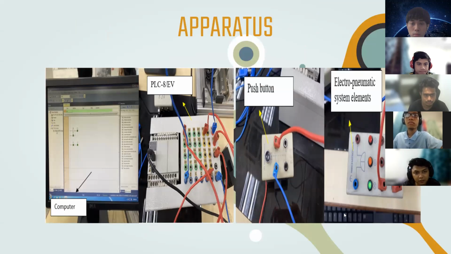This is the apparatus for the PLC experiment, which is a computer and a PLC with wires, next is the push button, and next is the electropneumatic system element.